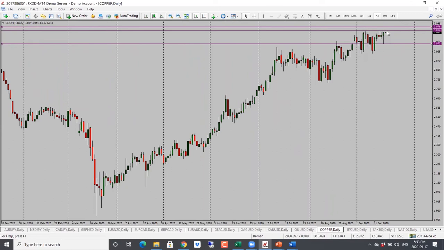But if it goes through, we have more room to the upside here. So bullish bias for copper.